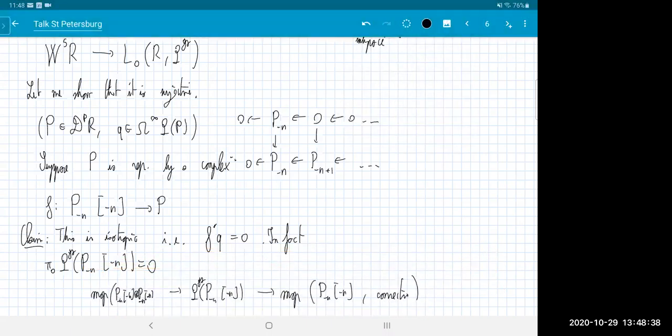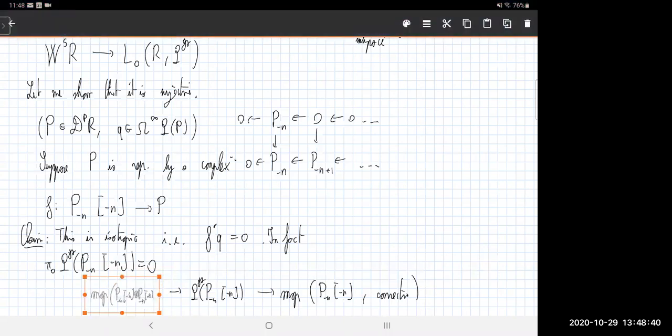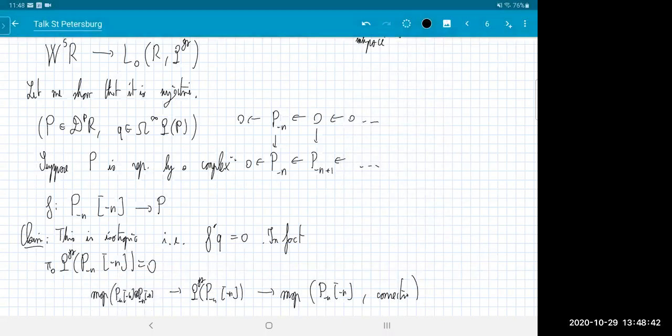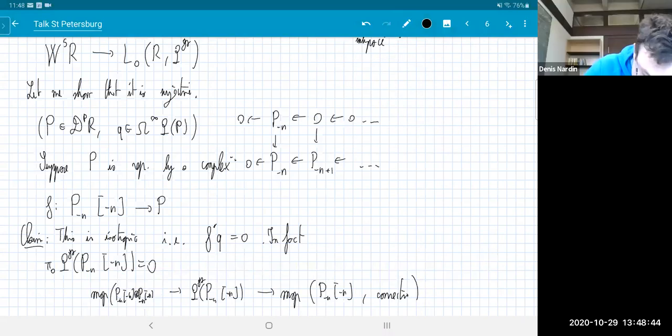So N is greater than zero. N is greater than zero, yeah. Yeah, you're right. I'm going to show that N can be made equal to zero.